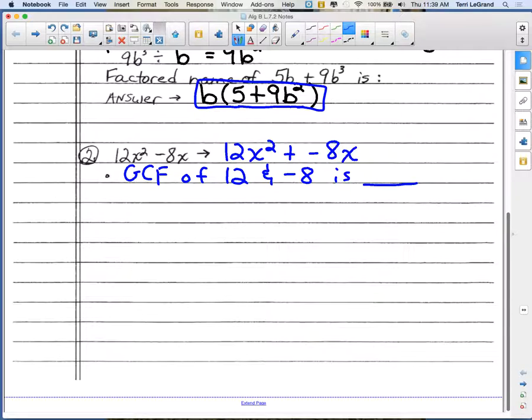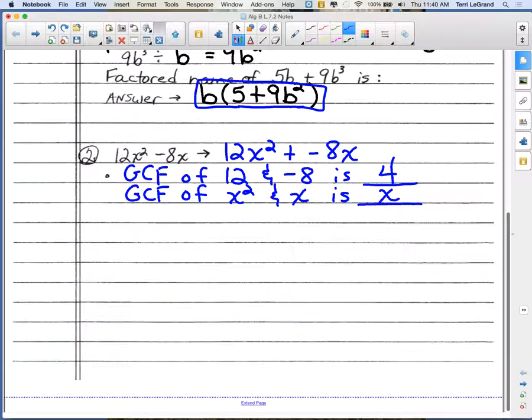What do you want to use as a GCF for these two? 4. Nothing bigger than a 4? Okay. Then we're going to do the GCF of the variable part. So we have an x squared and we have an x. So we have to figure out the GCF of the variable part. X, okay.